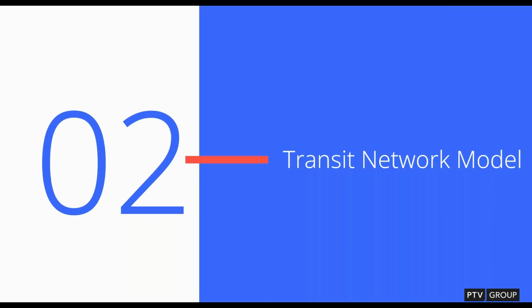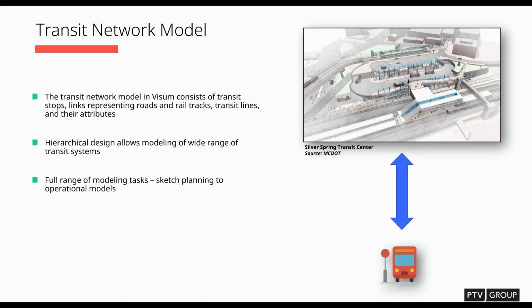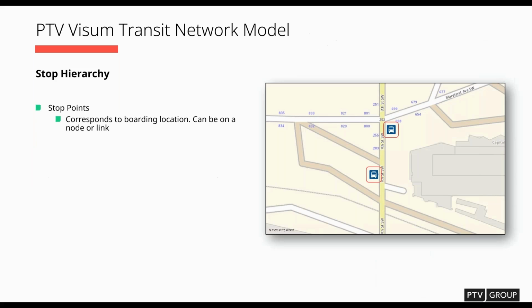So we'll go ahead and start now and talk a little bit about Visum's transit network model. Within Visum, the network model consists of transit stops, links for representing all the roads and rail tracks, transit lines, and all their attributes. These are all designed as hierarchies, so you can model a wide range of systems, from very simple to very complex. This also helps you manage the resolution of your model, whether you're doing something very high level like sketch planning, all the way down to fully operational models. You can choose based on the type of system you're trying to represent and what level of detail you need in how you implement the network model.